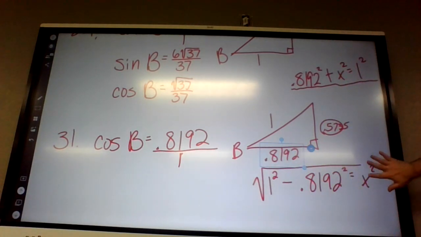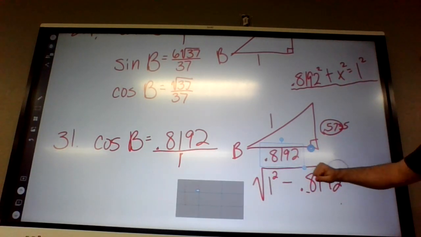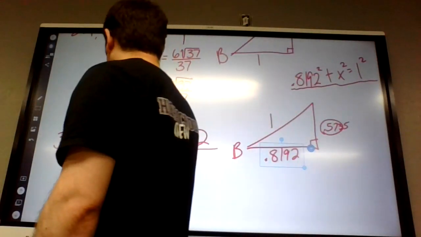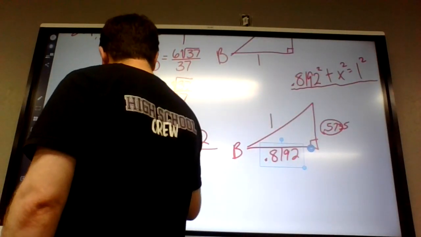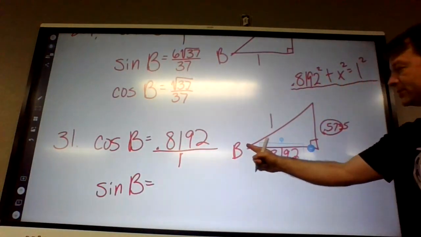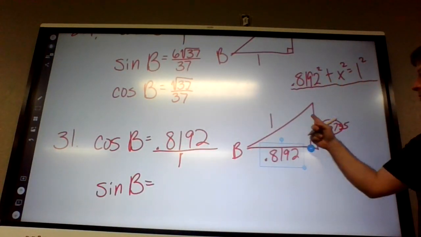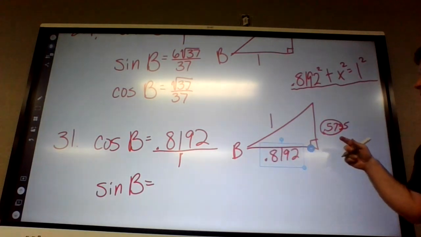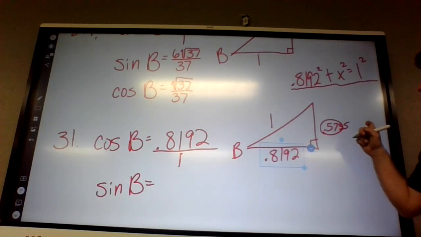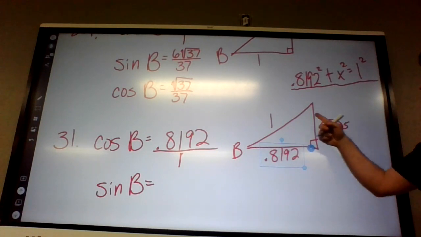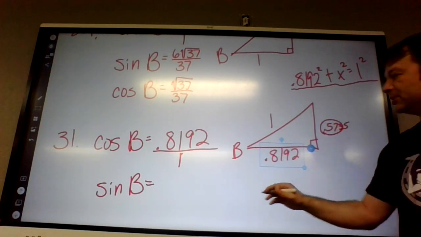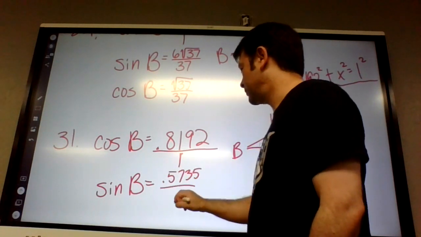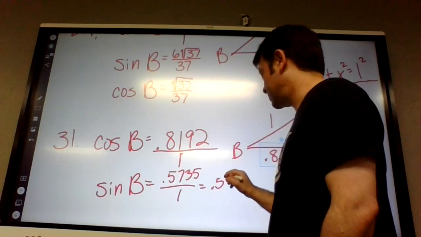Okay, so the sine of angle B would equal the opposite, that, over the hypotenuse, 1. So what's anything over 1 equal to? Yeah, so that over 1 is just equal to that. I'll go ahead and write it all down. 0.5735 over 1 equals 0.5735.